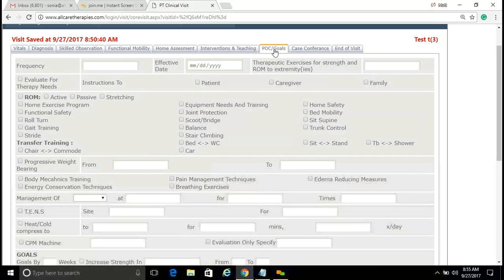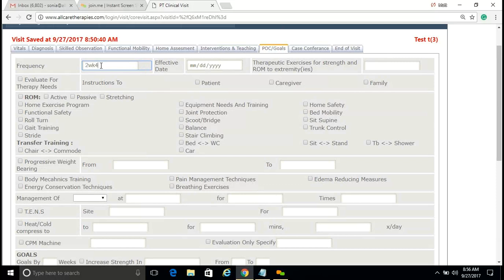Under the plan of care and goals, this is where your frequency goes. When you're documenting a frequency, if you document you're evaluating a patient on a Sunday, Monday, or a Tuesday, please do write a frequency with another visit during that week. So let's say if the evaluation was done on Monday, write a frequency, let's say 2 week 4.